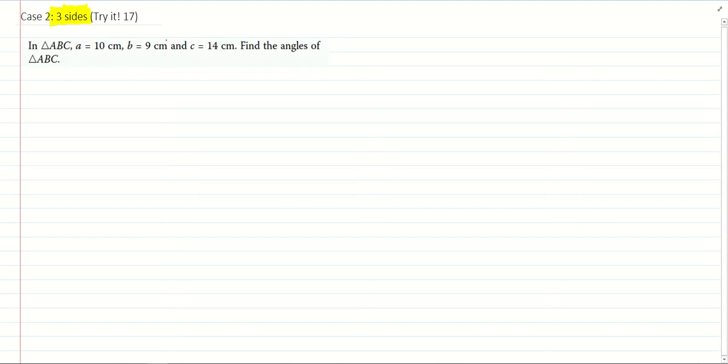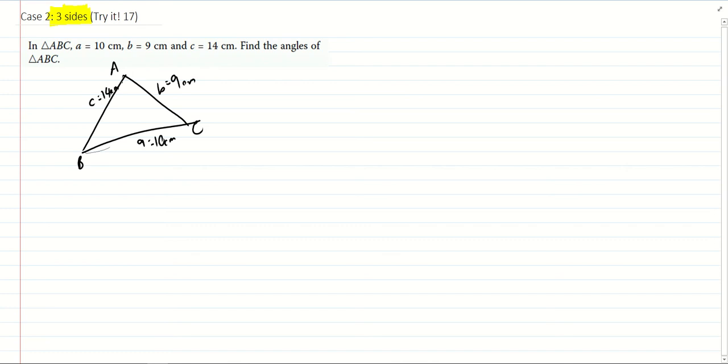Okay, so let's take a look at this question. In triangle ABC, a equals 10 cm, b equals 9 cm, c equals 14 cm, find the angles of A, B, and C. Okay, so if I have the following diagram, let's just label them as A, B, and C. The length a is opposite the point A itself. The length b is opposite the point B. The length c is opposite point C. So this is simply 10 cm. This is 9 cm. And this is 14 cm.